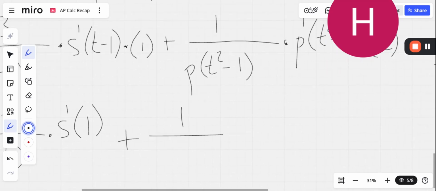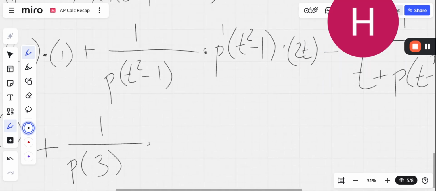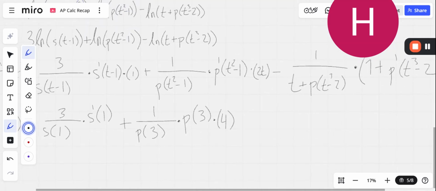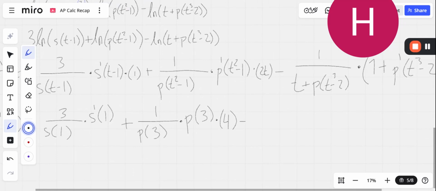Plus 1 over, remember we're plugging in 2, but when we do 2 squared minus 1, that gives us 3. So here's our p of 3. I think we've seen that one before. Times p prime of t squared minus 1. So again, 2 squared minus 1. We're plugging in 2 for t, but that means we're going to get a 3 in p. And then times 2t, which is just 2 times 2, 4. This is looking way more manageable very quickly.